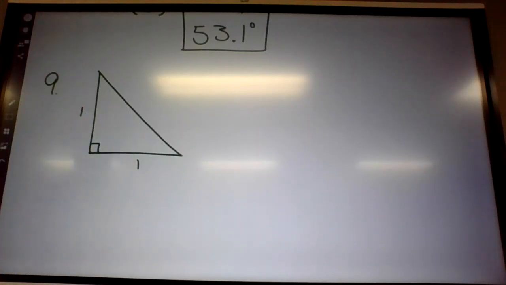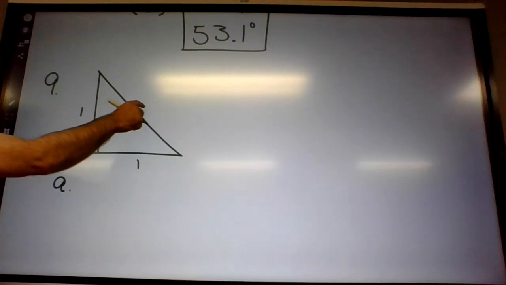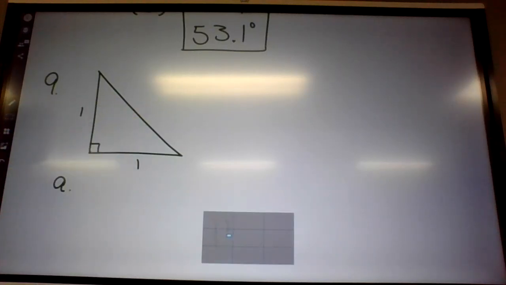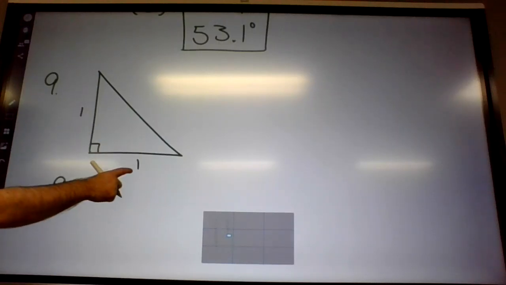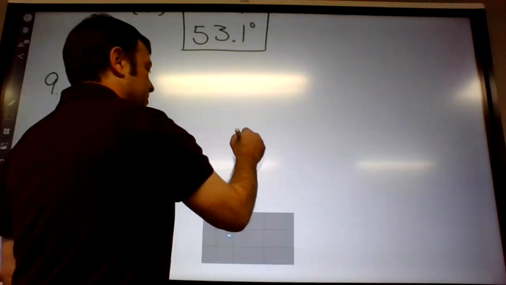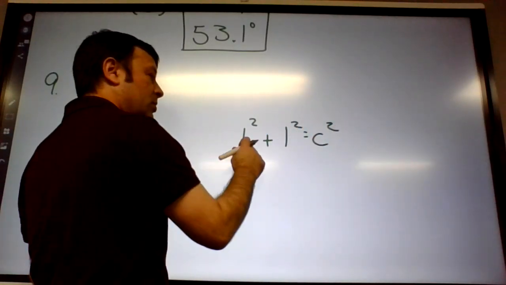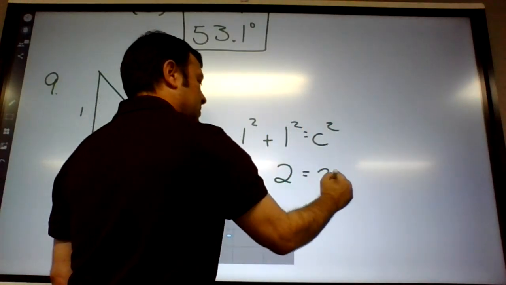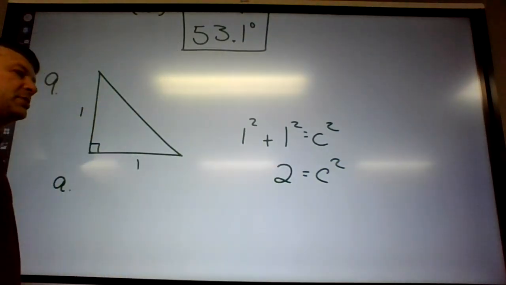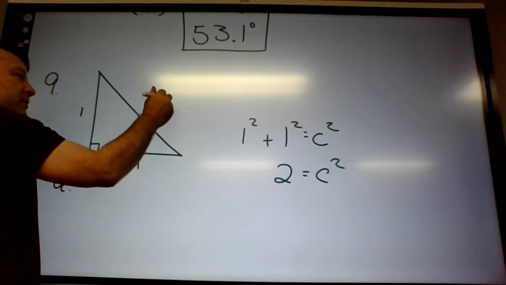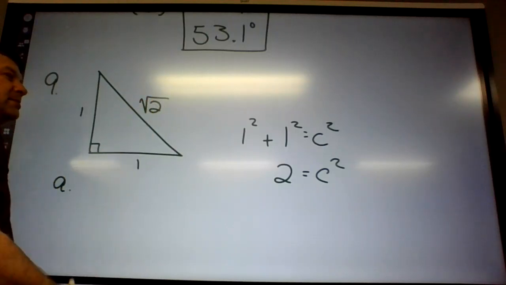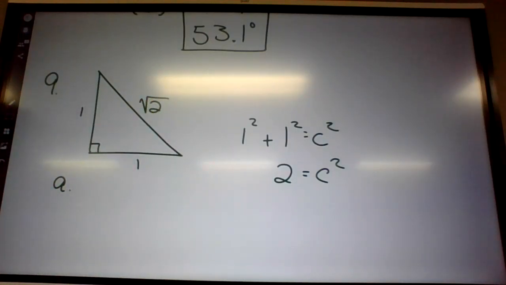Okay, A says find the length of the hypotenuse. So how could we find this? 1 squared plus 1 squared equals c squared, I guess. 1 squared is 1. 1 plus 1 is 2. So what's it going to be? Square root of 2. You guys remember this triangle? 1, 1, square root of 2? It's a special triangle.